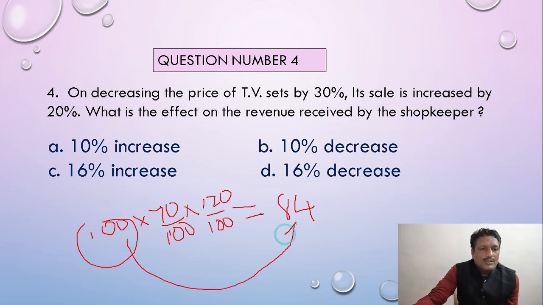That means the original is 100 and the answer is 84. How much it has been decreased means 16. So it is decreased by 16, which means the answer is the fourth option, 16% decrease. Or we can do another model also.